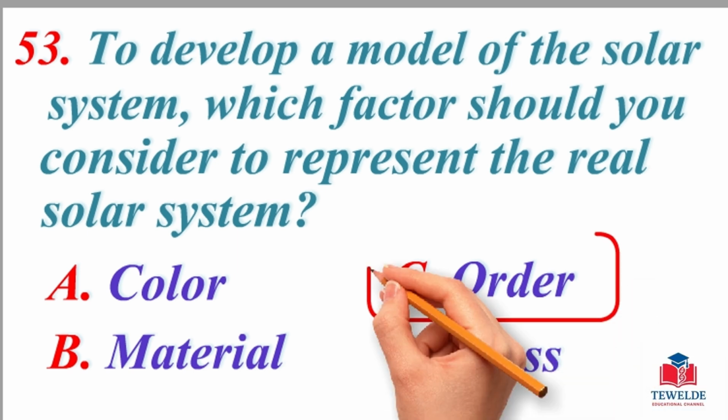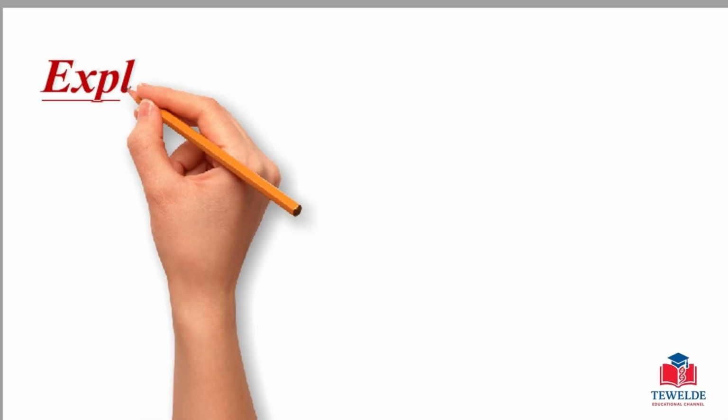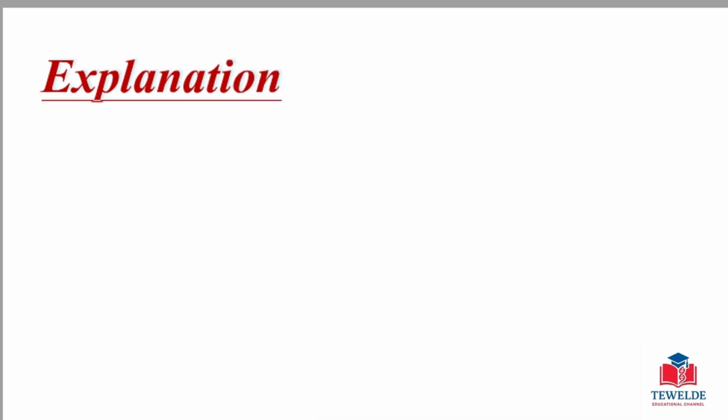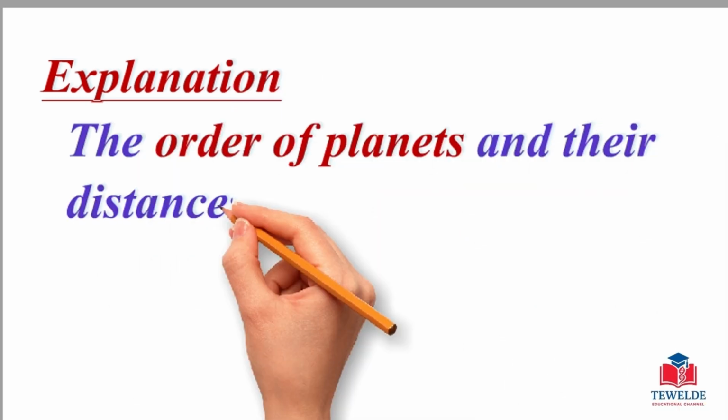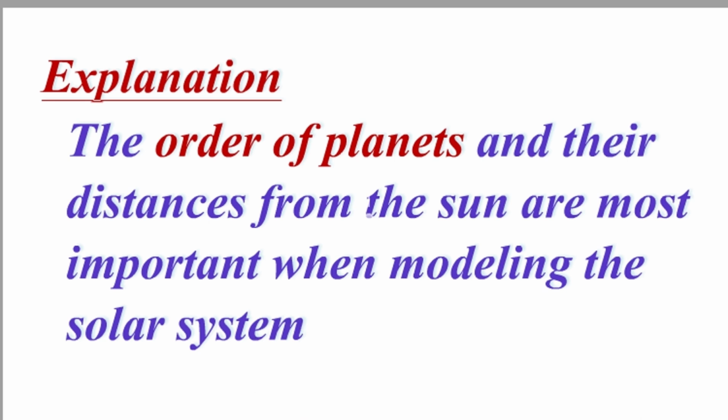The correct answer is C. Order. Explanation. The order of planets and their distances from the sun are most important when modeling the solar system.